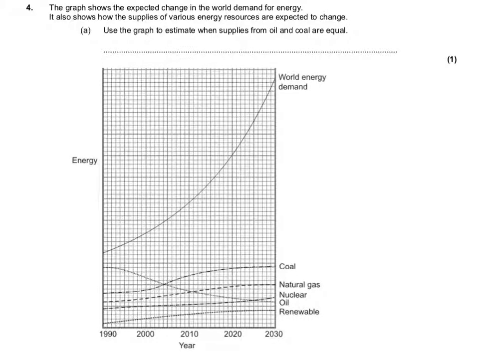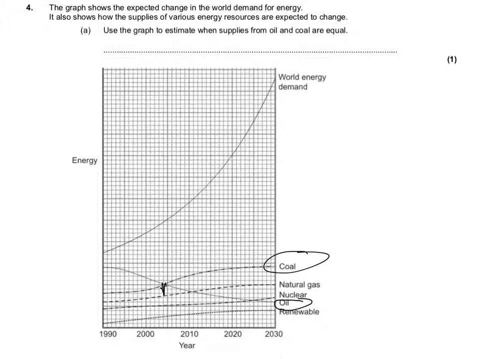So here's question 4A. It says that the graph shows the expected change in world demand for energy. It also shows how supplies of various energy resources are expected to change. It asks you to use the graph to estimate when supplies from oil and coal are equal. So you can use the graph and look for oil, and you're also going to look for coal. So here's coal, and there's oil. And you want to see where those two are equal. So they're going to be equal at that point there where the two lines cross.